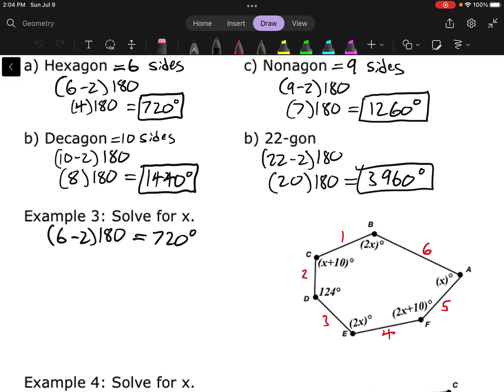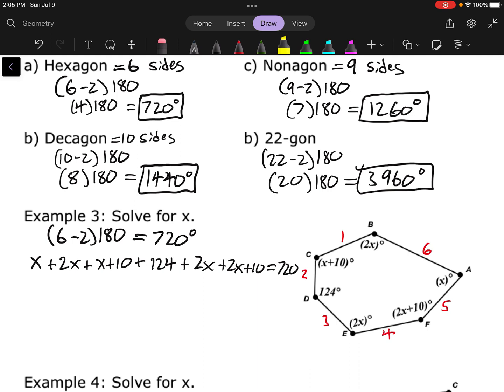So if I add up all those angles, I should be able to set it equal to 720. And that's exactly what I'm going to do. Starting with angle A, I guess. Angle A is x, plus angle B is 2x, plus angle C is x plus 10, plus angle D is 124, plus angle E is 2x, plus angle F is 2x plus 10. If I add up all of those, it should be equal to 720.